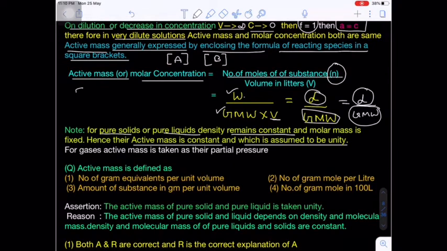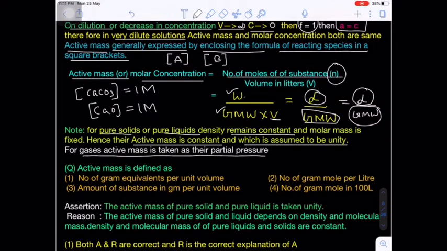Let's suppose I have limestone, CaCO3. Do you know CaCO3 is a pure solid whose active mass is arbitrarily assumed to be 1 molar, 1 mole per liter. Are you getting my point? Let's say quicklime is there, CaO, whose active mass is arbitrarily assumed to be unity constant. That constant value is assumed to be 1. Now this is for pure solids and pure liquids only. But in case of gaseous substances, the active mass is taken as their partial pressure. As their what? Partial pressure.